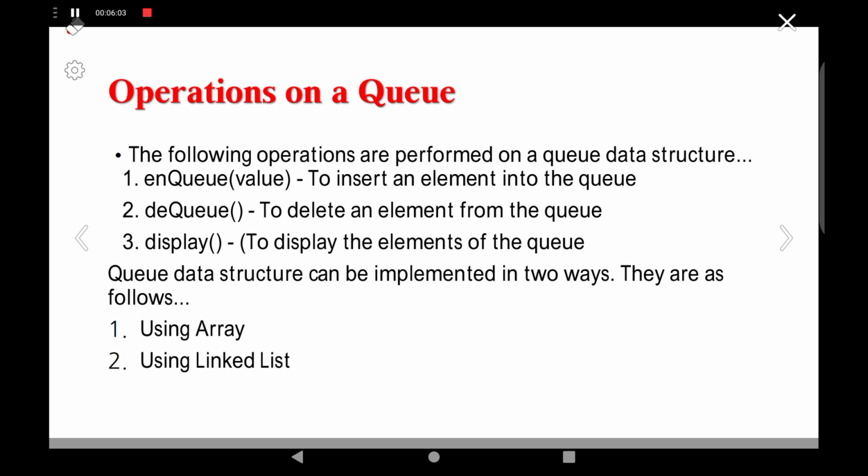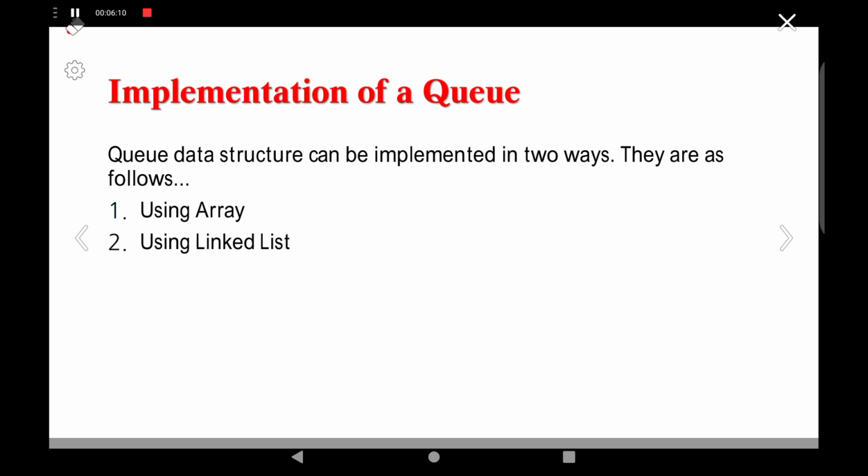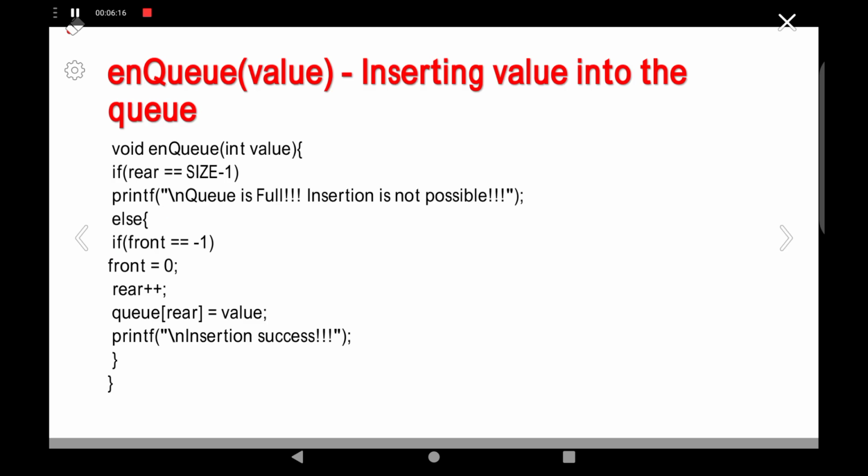So the queue data structure can be implemented in two ways, that is using arrays and using linked lists. First we will see how we can implement the queue using the array. Here we are performing the insertion of a value into the queue.